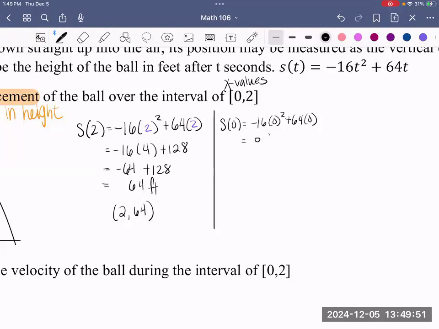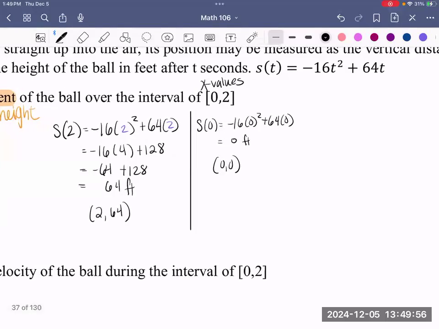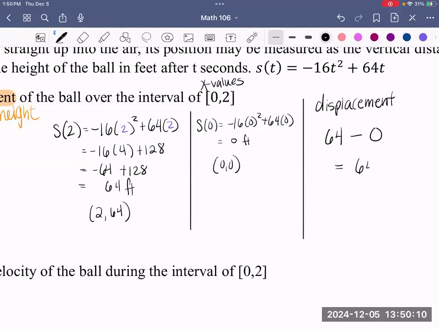So your displacement, right, your change in height, is just going from your 64 feet all the way back to 0. So we have a change of 64 feet. If it was something different, if we weren't starting at 0 and perhaps at 1, we would find your height at 1, and then we again subtract it.